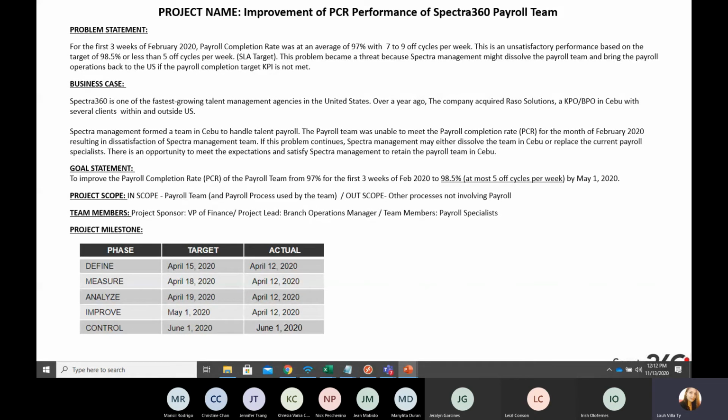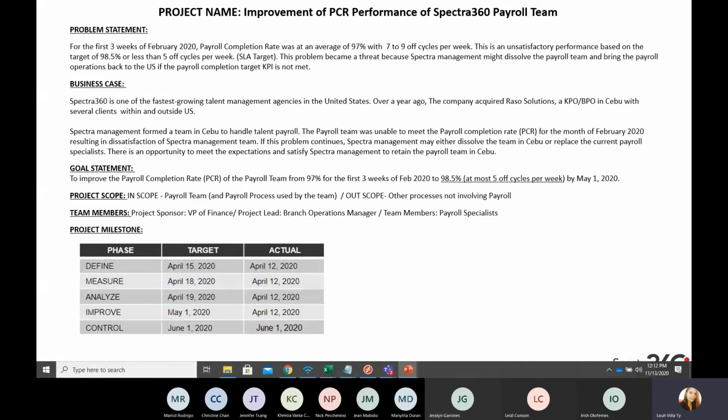Okay. So project scope. This is the part where you just have to indicate whatever is involved in the process or whatever is not involved. So for our in scope, it's going to be the payroll team and all of the payroll processes used by the team. Out of scope would be any other processes not involving payroll.